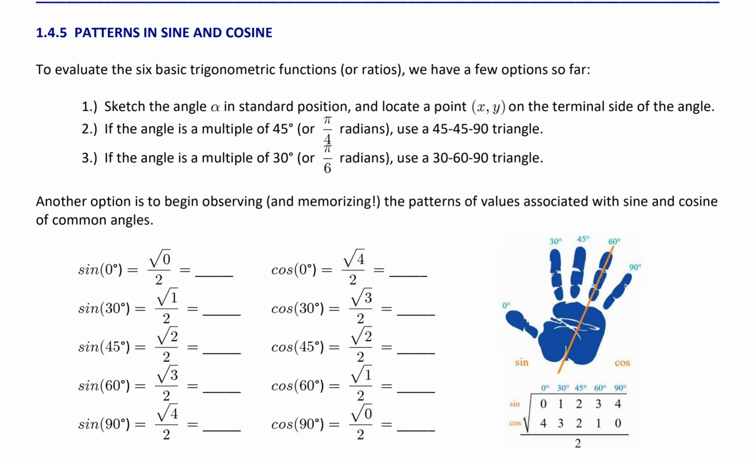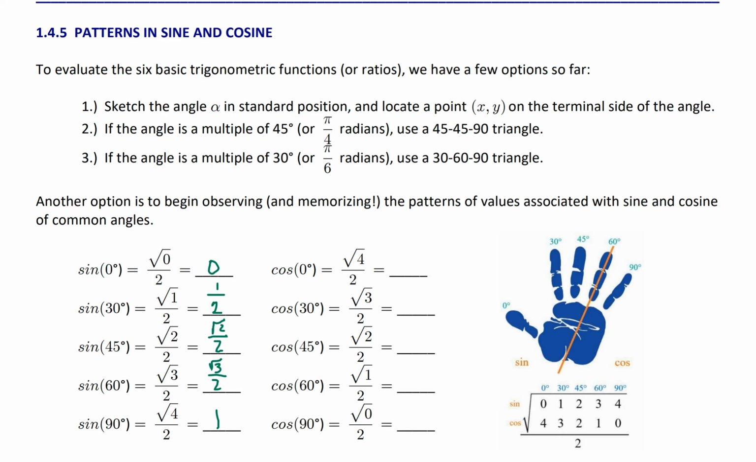First of all, notice that sine of 0 degrees is 0. Sine of 30 degrees is 1/2. Sine of 45 degrees is square root of 2 over 2. Sine of 60 degrees is square root of 3 over 2. And sine of 90 degrees is 1. Now, if I look at the patterns with the radicals in the column to the left, notice every single ratio has a denominator of 2.